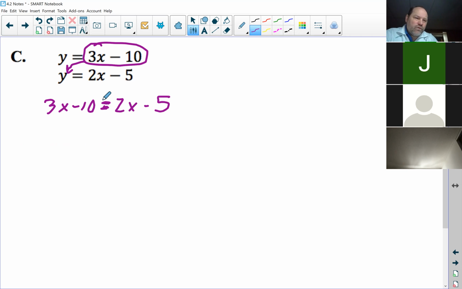So when I'm moving variables, I like to move the smaller number of variables. So I look at 3x, I look at 2x, and I say, 2x is smaller. So I'm going to subtract 2x from both sides.